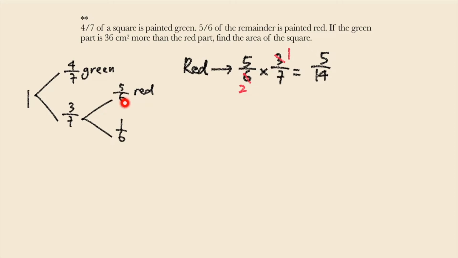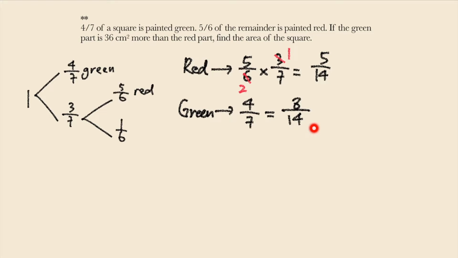It would be 5 over 6? No, it's 5 over 6 of 3 over 7. That means it's 5 units out of a total of 14 units. Well, what fraction was green? It's 4 over 7, yeah, but the total should not be 14 and 7. They should be the same. So let's turn the total units to 14 units. The equivalent fraction is 8 over 14.